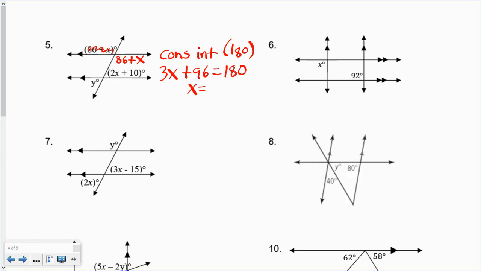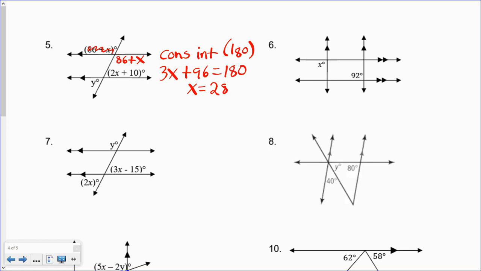84. And then divide that by 3. 28. Good, finishing at 28. How do I find y? 2x plus 10. Okay, so these two are vertical.